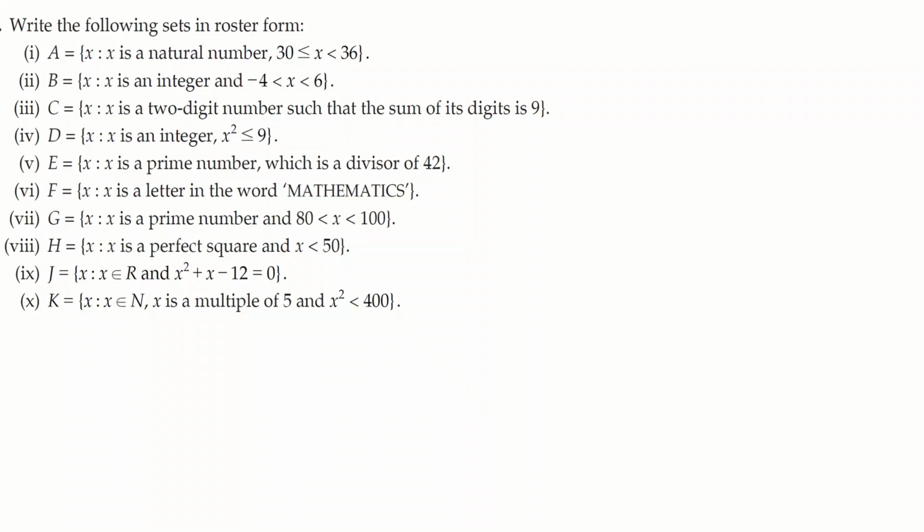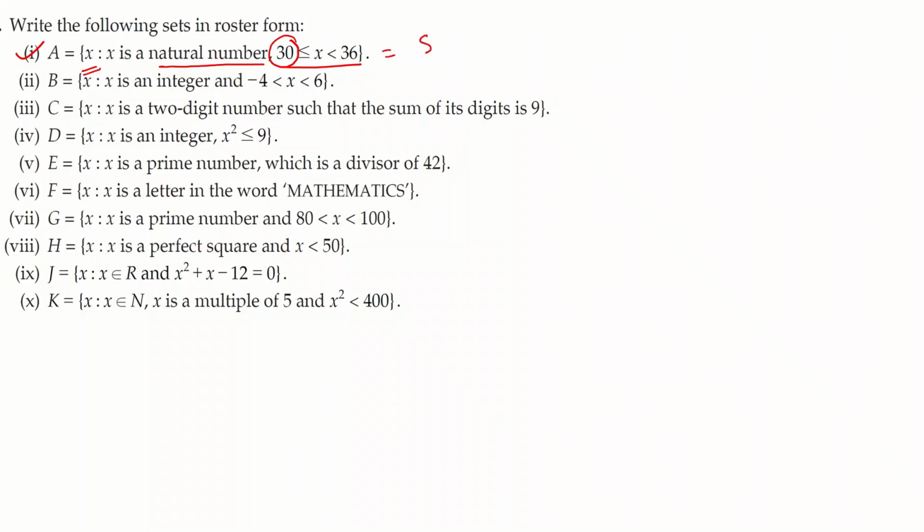So let's start with question number one. I won't be doing all the questions. I'll keep some questions for you as exercises. Let's try and understand how to read this out. A is a set of all those x's where x is a natural number and x lies between 30 and 36, 30 included and 36 not included.